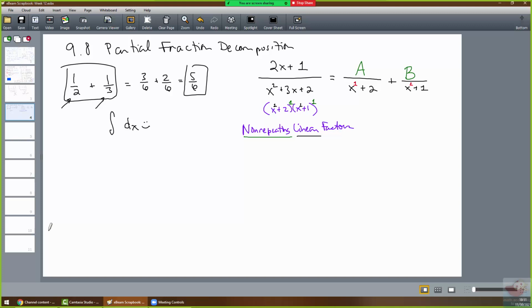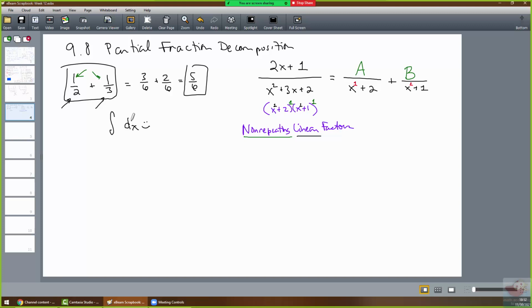So our job is to figure out what A and B are. Side note, they could be pretty integers, like here we had 1 and 1. Awesome. They could be fractions. They could be positive, negative. Anything's possible. Okay. So this is our setup.